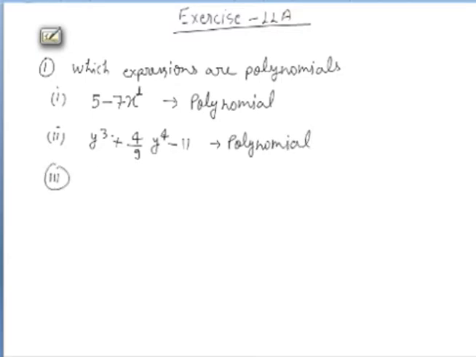Third, y square minus 2y minus 7.8 upon 3 y to the power 4 plus 2.5. Okay, this is not a polynomial.